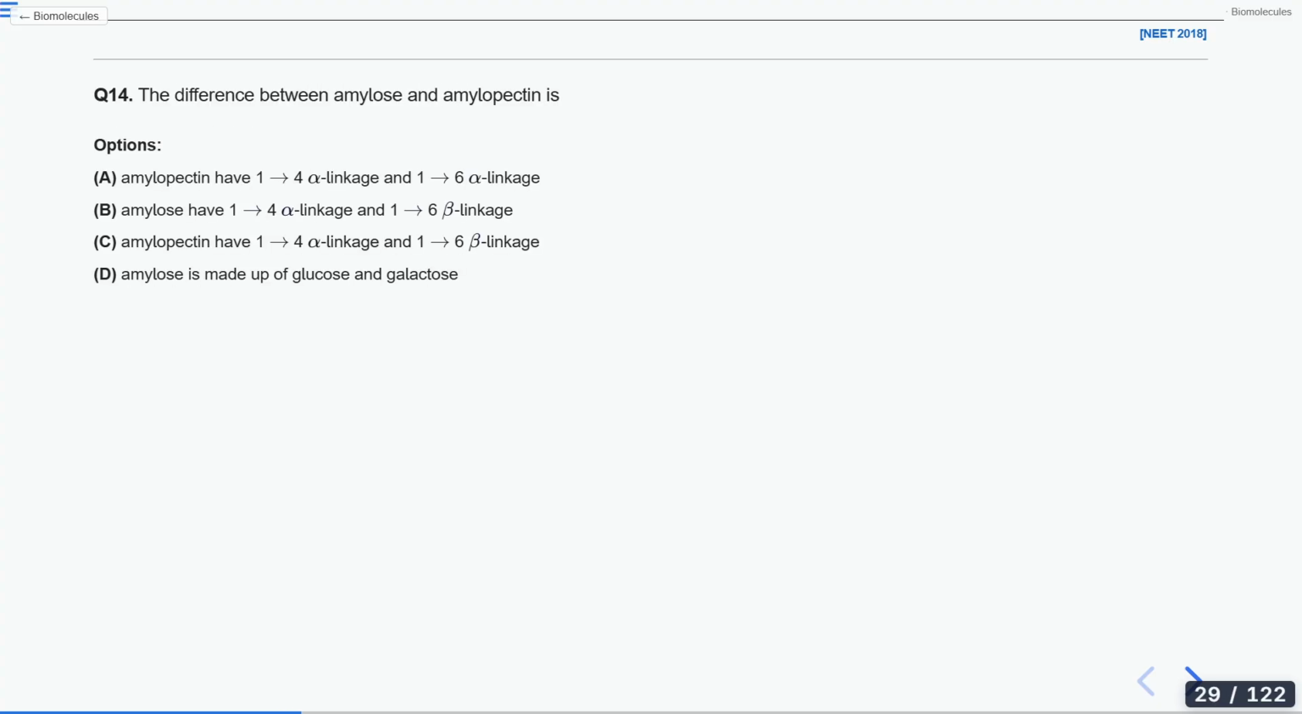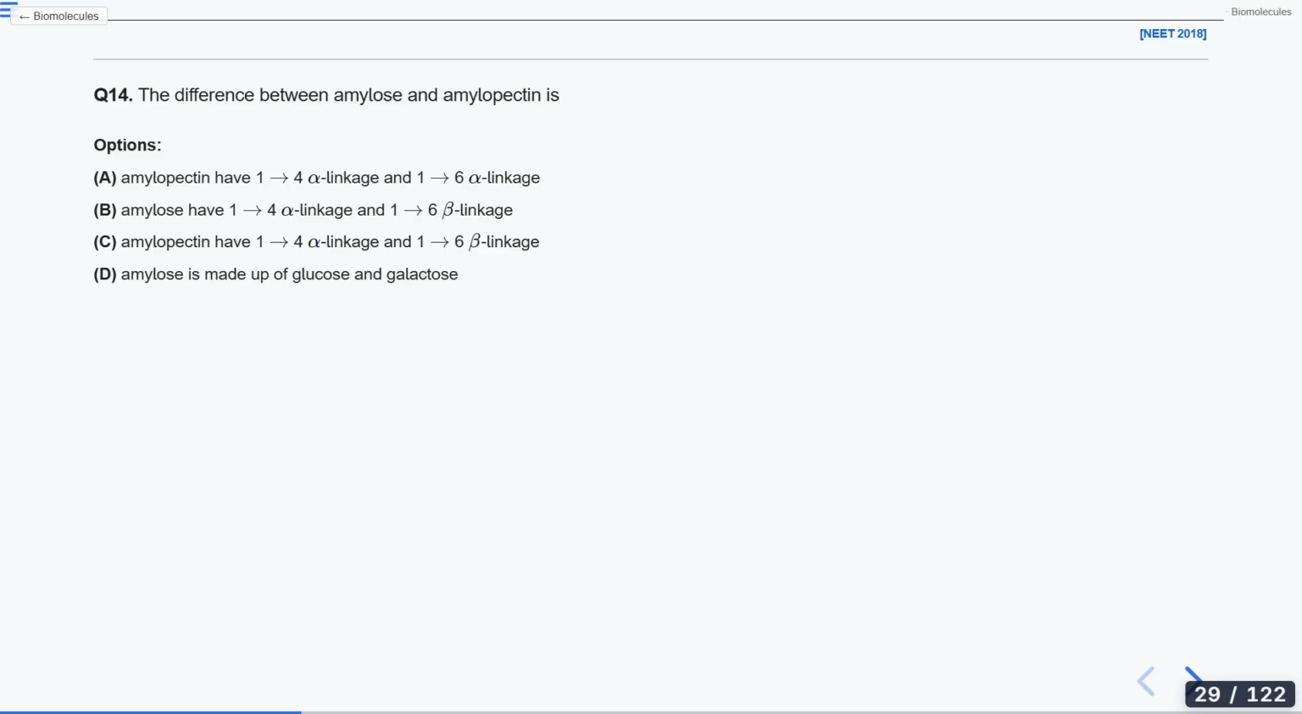So you have to tell what is the difference between amylose and amylopectin. You have to only identify which of these options is given correctly. Here is the first one: amylopectin has 1,4 alpha linkage and 1,6 alpha linkage. Second, amylose has 1,4 alpha linkage and 1,6 beta linkage. Third, amylose has 1,4 alpha linkage and 1,6 beta linkage. Last one, amylose is made up of glucose and galactose. What is the correct answer?